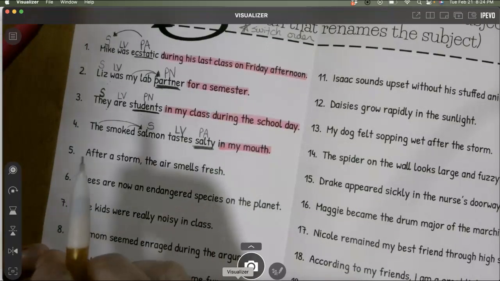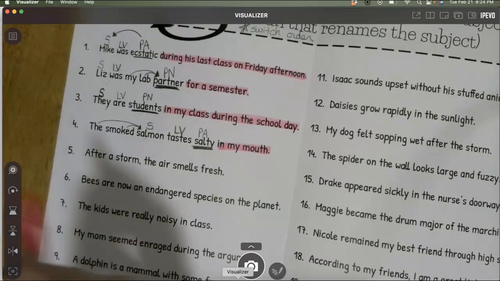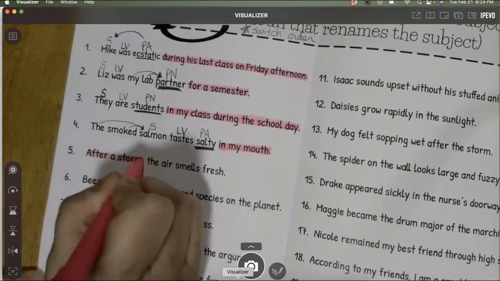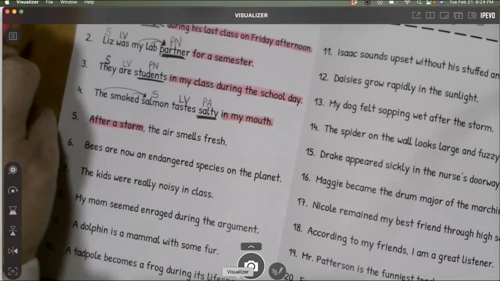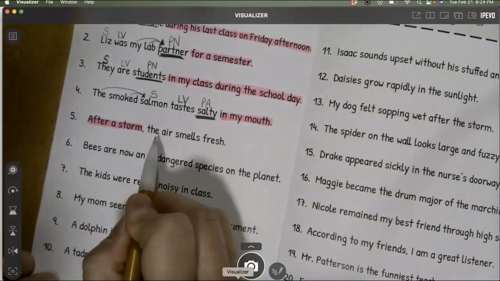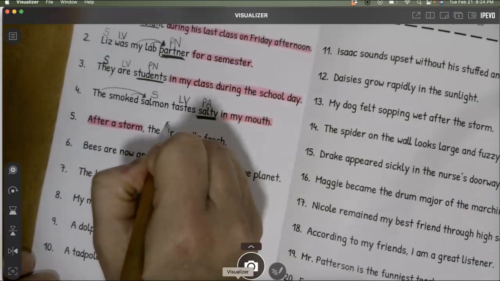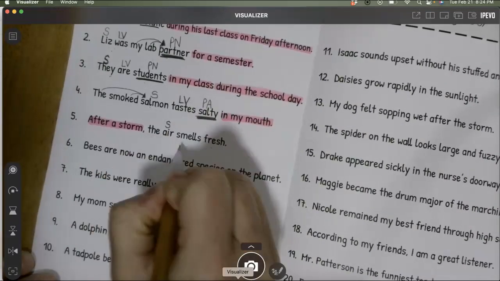All right, pause. Go check number 5. After a storm, the air smells fresh. Got a prepositional phrase here, also used as a transition because it's at the beginning. So the rest of my sentence is the air smells fresh. So I see air is my subject. That's what the sentence is talking about.